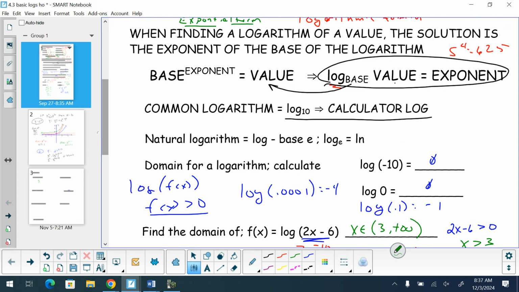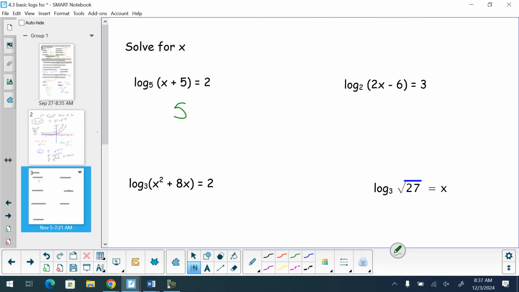Base, exponent, value. Log of the base of the value is equal to an exponent. Whenever we solve for a log problem, it's equal to an exponent. So it's an exponent of 2. So we have an exponent of 2 is equal to x plus 5. So now we can simplify it. 25 is equal to x plus 5. So x is equal to 20.